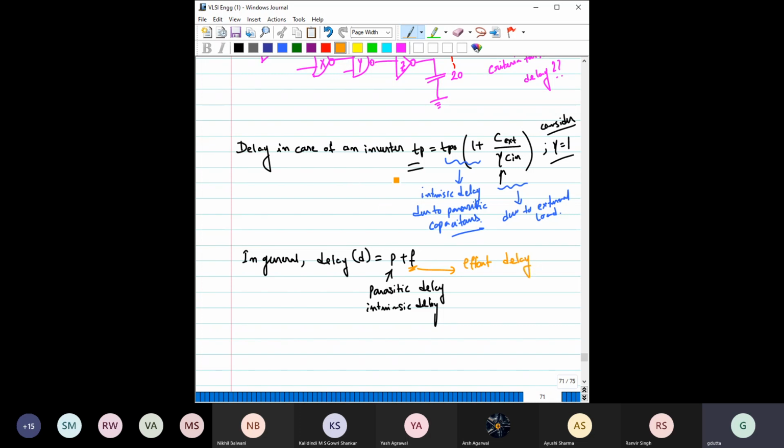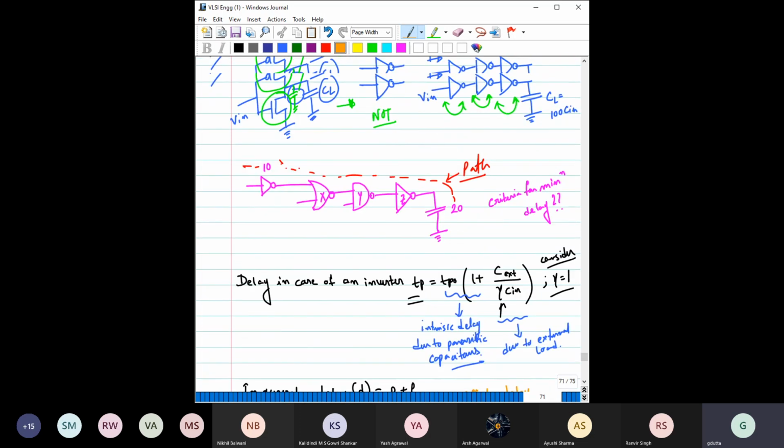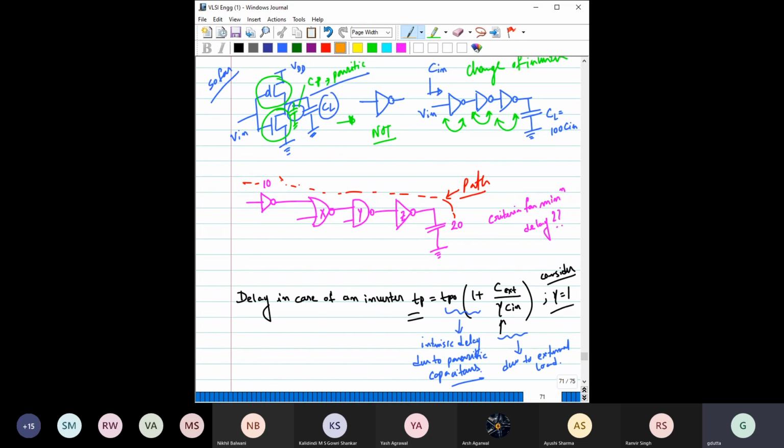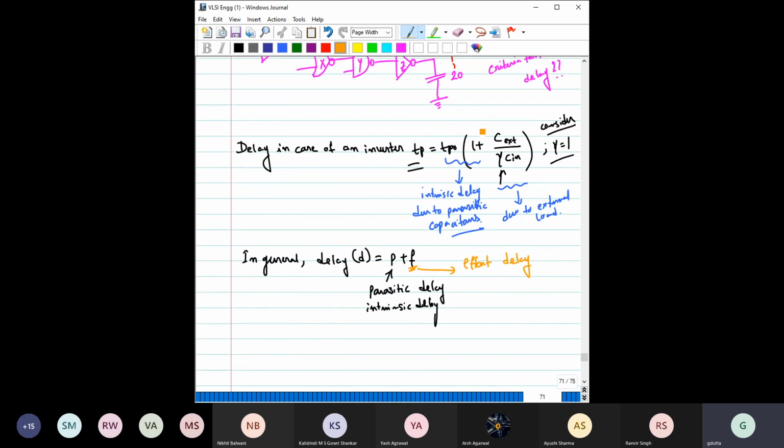Because it has to drive an external load or maybe the next stage of any other gate, it has to put in some effort. So it's called effort, and for this effort it will obviously have some delay. So we have referred to it as effort delay or next stage delay.